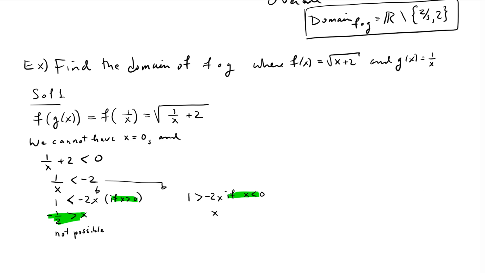Now if I solve for x, and now I'm going to divide by minus 2, that's again going to change the direction of the inequality. So I get minus a half here. So the solution is x is greater than minus a half, but it has to be something that's less than 0. Okay? And those are the values I need to exclude, okay?